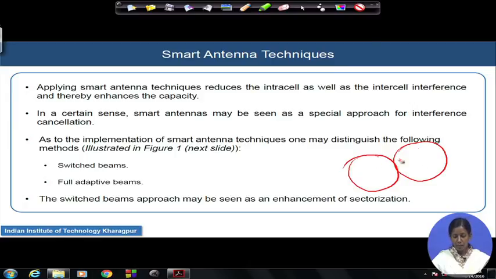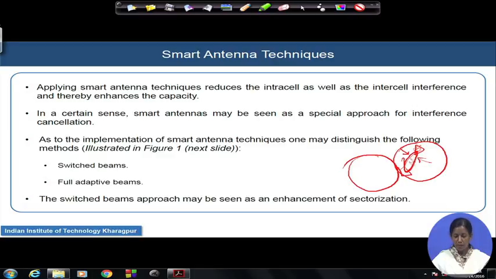So, if I apply the smart antenna, then the base station will not be releasing the energy in the omnidirectional area. It will be heavily focused. If it is heavily focused, it can greatly reduce the intracell interference, the interference that is coming from the other users to this user.